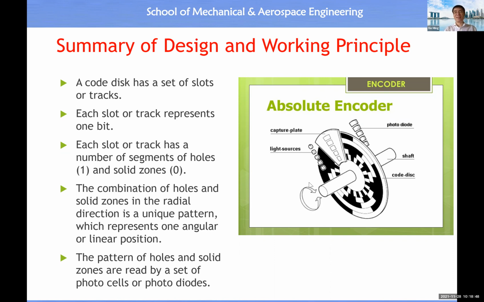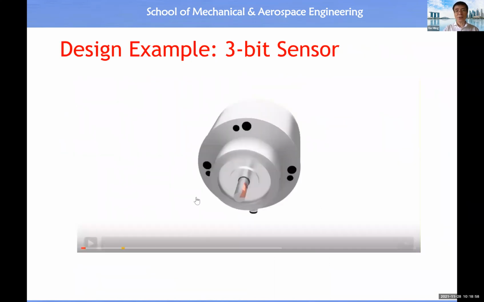All right, so this is the working principle, and this is for you to understand the key elements inside the design of an absolute encoder. Okay, so here I'll give you some more examples. This is a 3-bit absolute encoder.